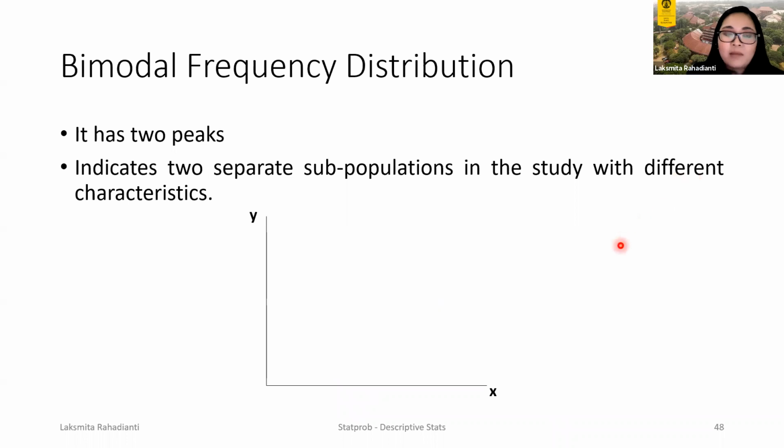And next, we have a bimodal frequency distribution. If previously we talked about the normal distribution having only one peak, obviously here it says bimodal, so it has two peaks. If this happens in your data, it likely indicates that, when you're talking about the entire population, you have two different populations or subpopulations in your study.